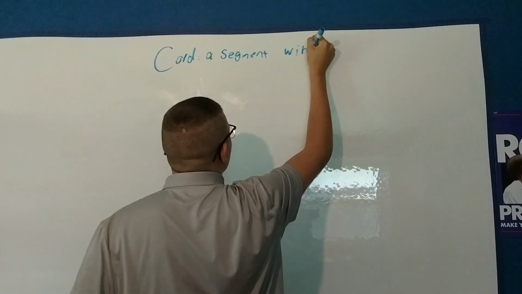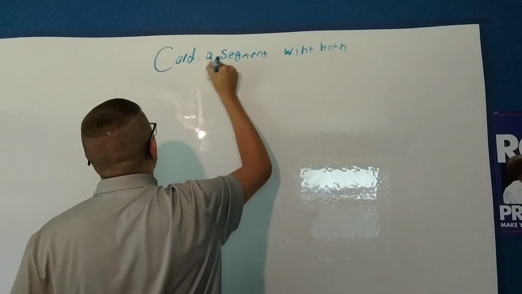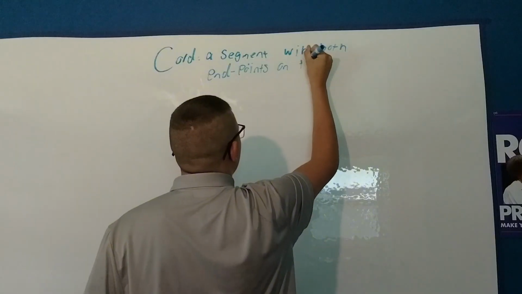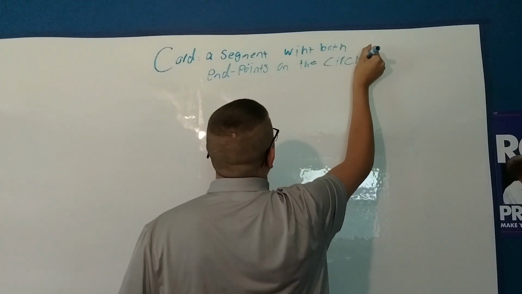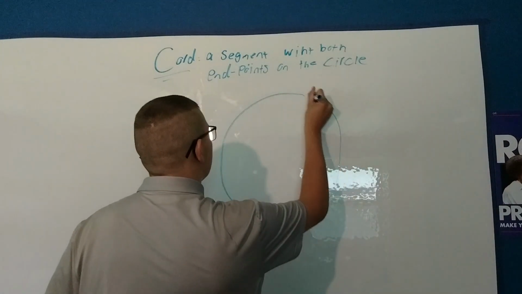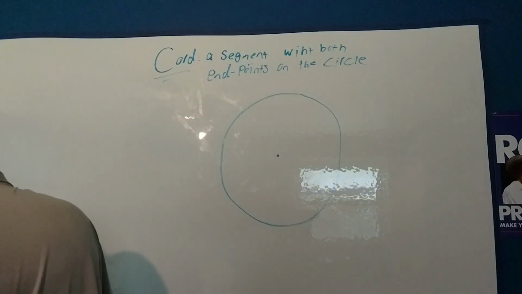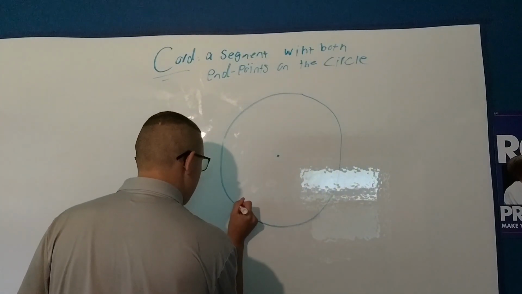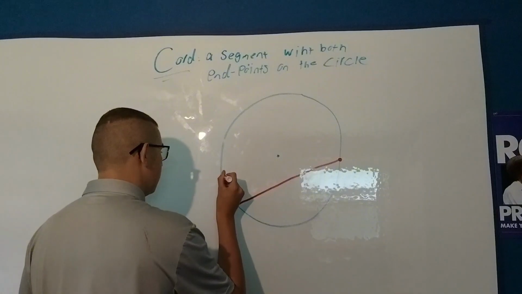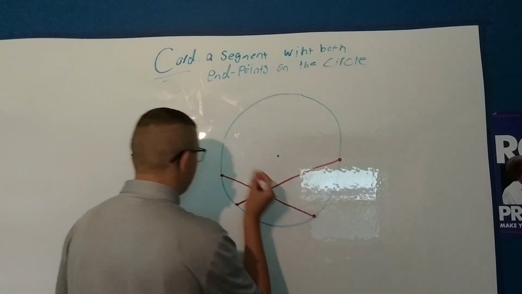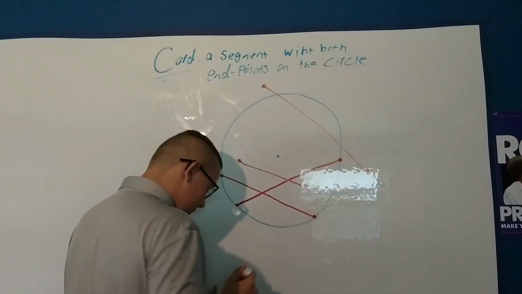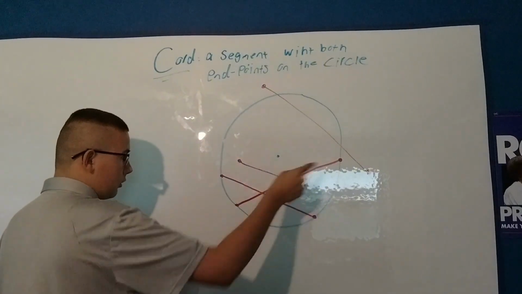with both endpoints on the circle. And what that would look like here is if we have our circle, a chord would be something like this, where we have a segment here, and both of the endpoints are on the circle, like this, as opposed to in the circle or outside of the circle. Right? Just on the circle, like that.